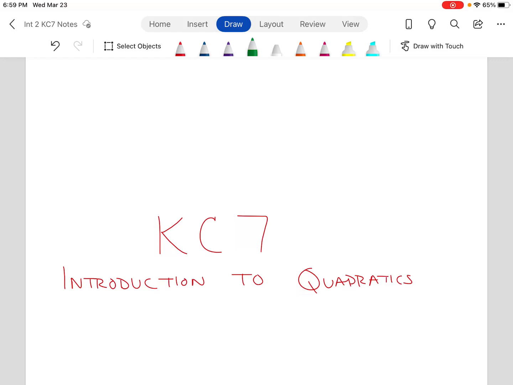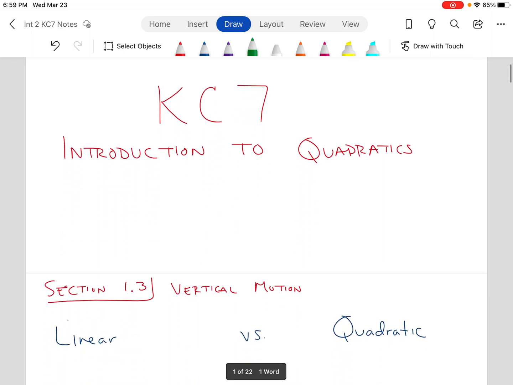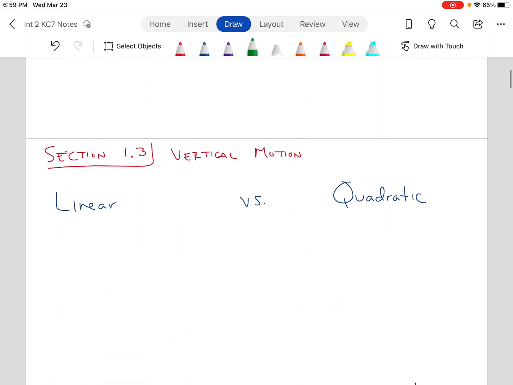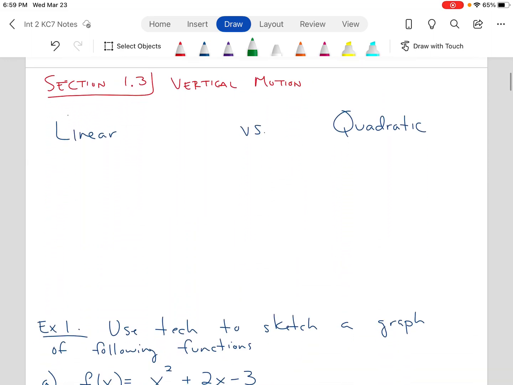Everyone, this is KC7 Intro to Quadratics for Integrated Math 2. First section is on vertical motion, section 1.3. Okay, so in this section, we're going to be talking about linear versus a quadratic function.